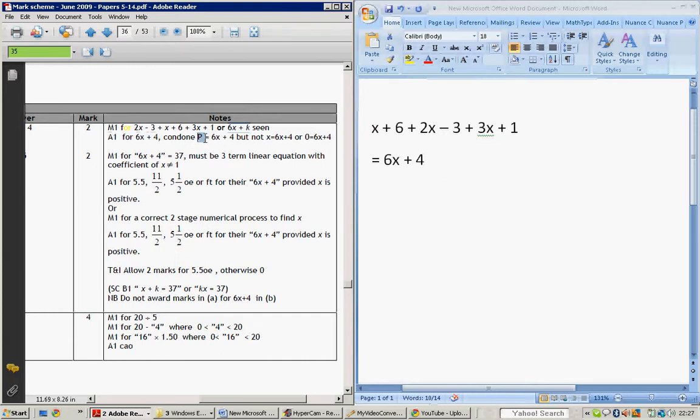It says condone P equals 6x plus 4. So if you wrote down P, which I assume stands for perimeter, you would get full marks if you wrote down P equals 6x plus 4. I just wrote down 6x plus 4. But you would not get full marks if you wrote down x equals 6x plus 4 or 0 equals 6x plus 4. You'd get 0 marks for that. So give yourself 0 marks if you got those answers.